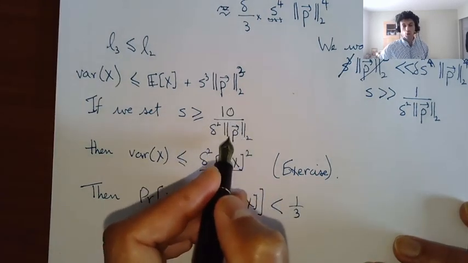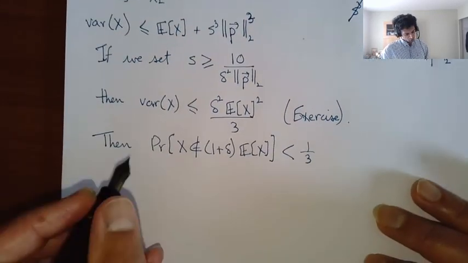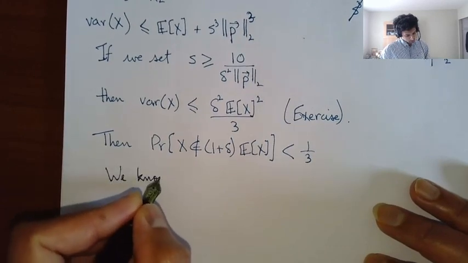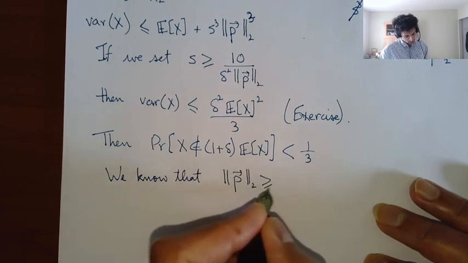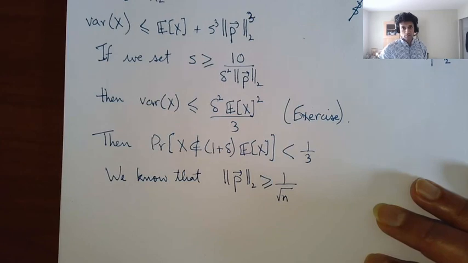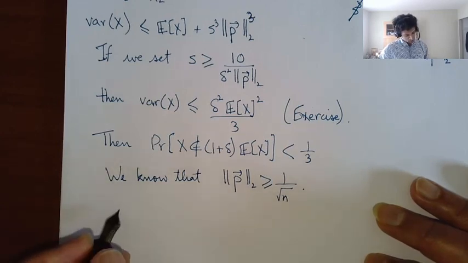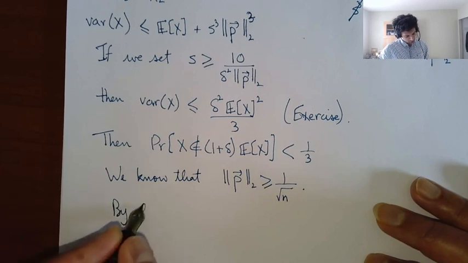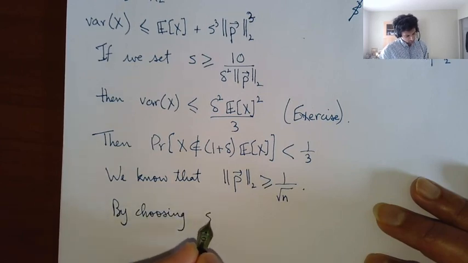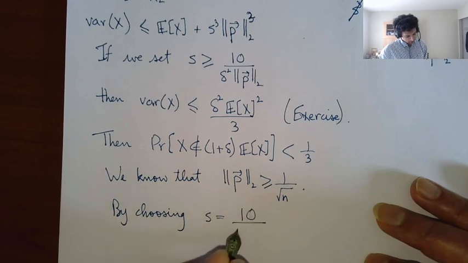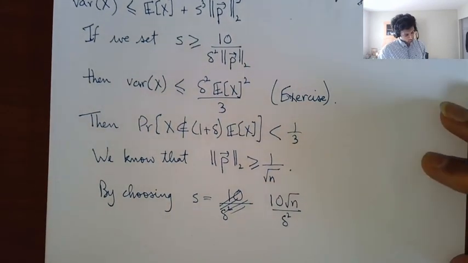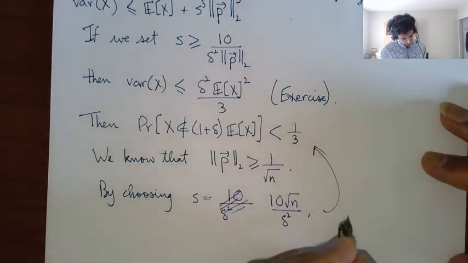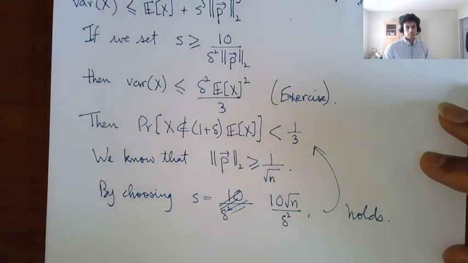Now you could say we don't know what this 2 norm is, but by Cauchy-Schwarz we know that the 2 norm is always at least 1 over root n. So we know that by choosing S to be something like 10 divided by delta square, sorry, I should write this as 10 root n divided by delta square. By choosing S to be this, that will hold. And that ends the proof.